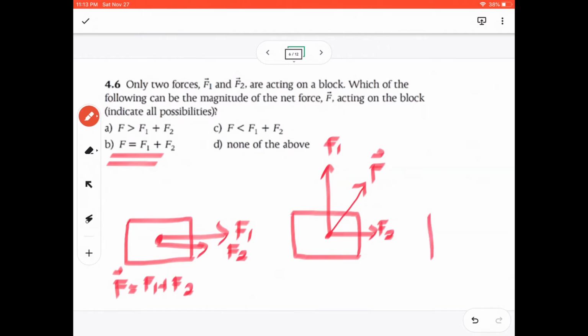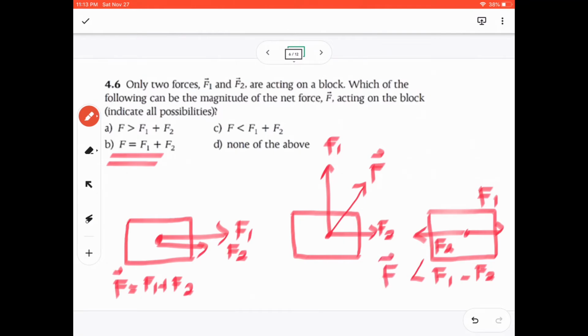And lastly, we will have two forces acting opposite each other. F1 will be here and F2 will be here. So in this case, it's F1 minus F2, right? Or F2 minus F1. In this case, the resultant force will be less than F1 plus F2. So that could be letter C as well. So our answers, there are two answers over here, B and C.